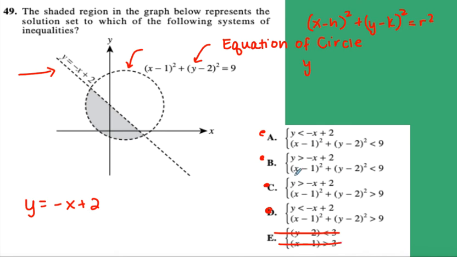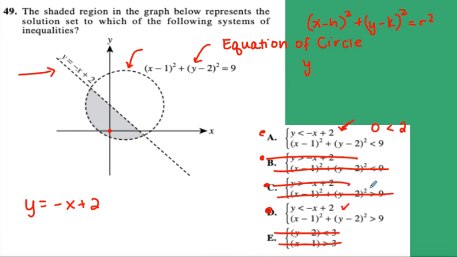I said it's either y is less than negative x plus 2 or y is greater than negative x plus 2. I could see that the shading was below the line, so I assumed it was y is less than, but I wanted to use the test point to make sure. I picked (0, 0) and plugged it into the first inequality, and I said 0 is less than 0 plus 2, so 0 is less than 2. So I knew that it needed to be y less than, so I got rid of B and C. That took care of the first inequality.